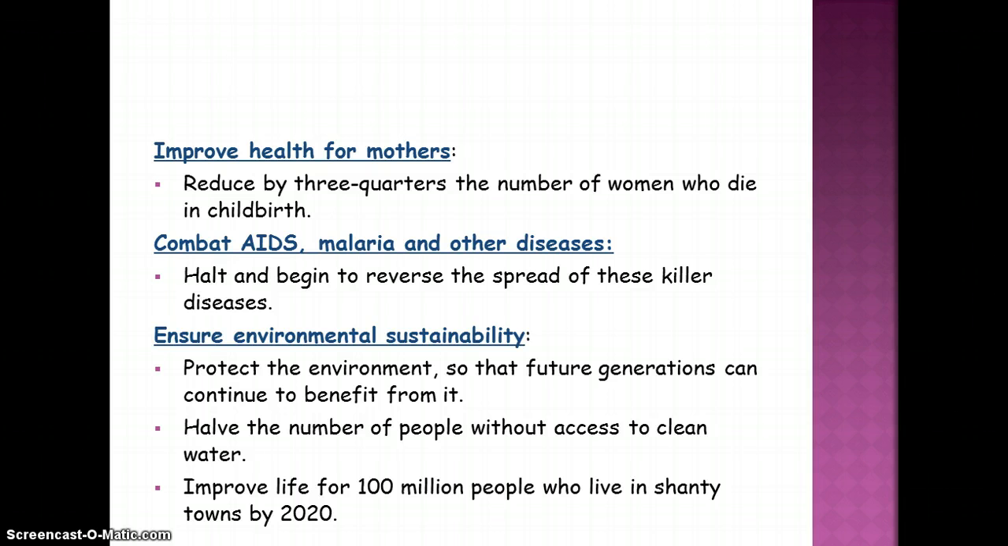Another one is to combat AIDS, malaria and other diseases, to halt and begin to reverse the spread of these killer diseases, and to ensure environmental sustainability, protecting the environment for future generations, to halve the number of people without access to clean water, and to improve life for 100 million people who live in shanty towns by the year 2020.